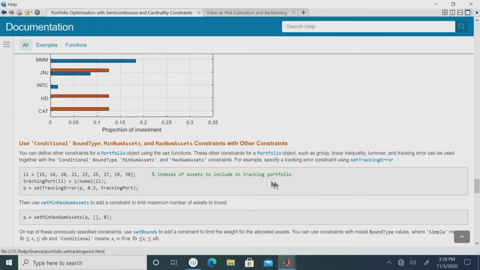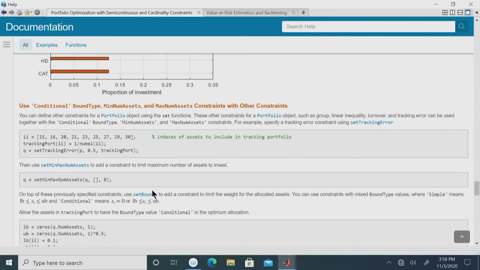So, for example, let us now bring about this new conditional constraint, which is the set tracking error. What you do is that we have a tracking index, and for this tracking index we identify the following assets to be included in the tracking portfolio. There are 9 assets that are in the tracking portfolio, and we assign identical weights to each of them, and we set these to Q, and then we set the number of assets to be equal to 8.